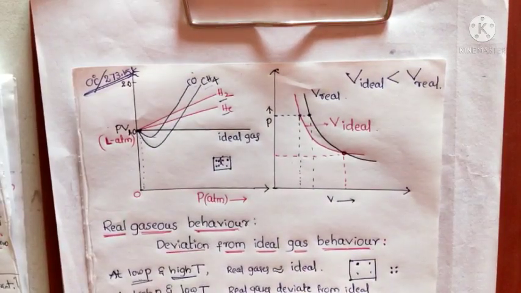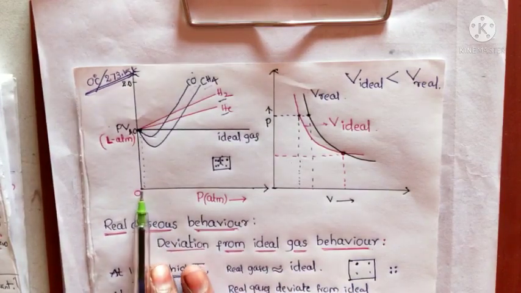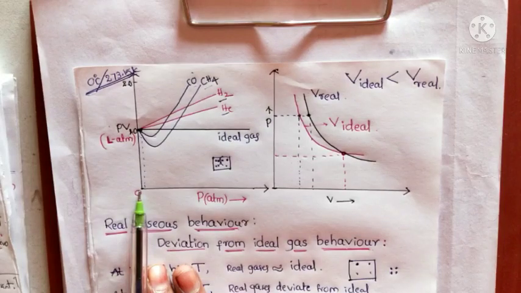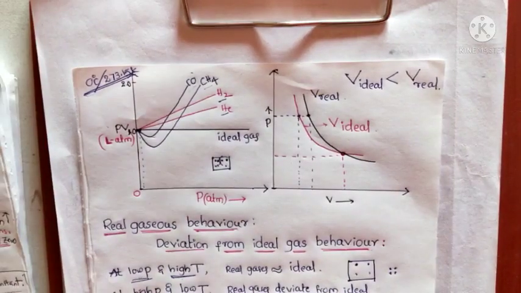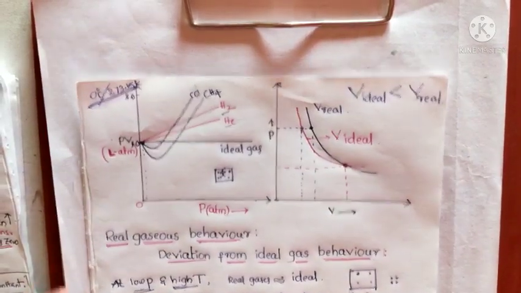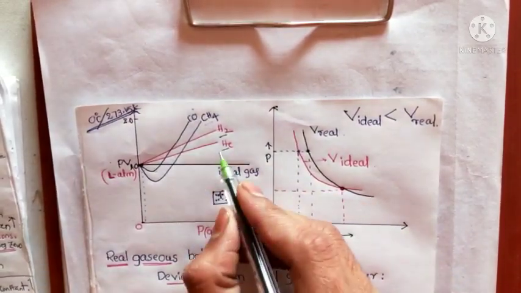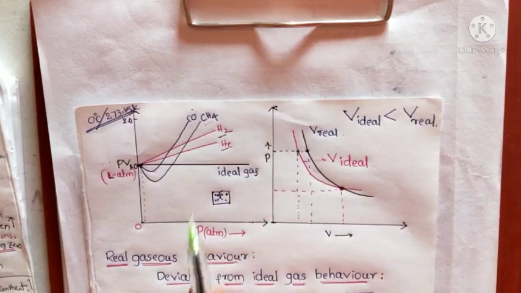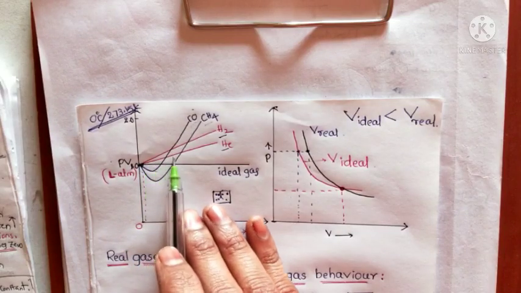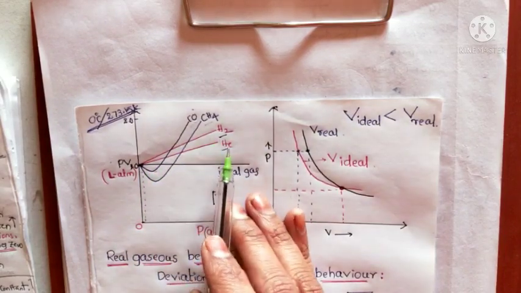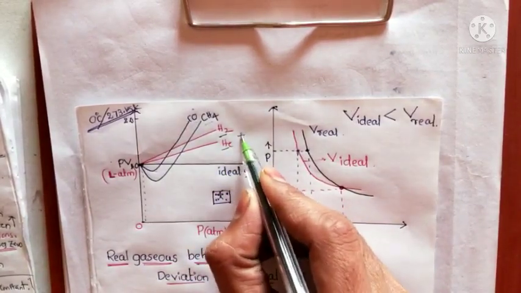All real gases show ideal gas behavior when pressure approaches 0. Now we will see the behavior of hydrogen and helium gases. They show positive deviation as the pressure increases. As the pressure increases, the PV value constantly increases like this. So from this we can conclude that hydrogen and helium gas exhibit positive deviation.